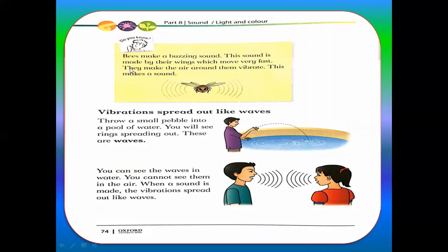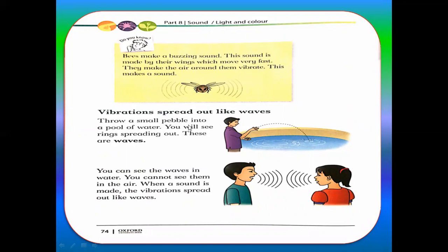First, look at this paragraph. Bees make a buzzing sound. This sound is made by their wings, which move very fast. They make the air around them vibrate. This makes a sound. Vibrations spread out like waves.